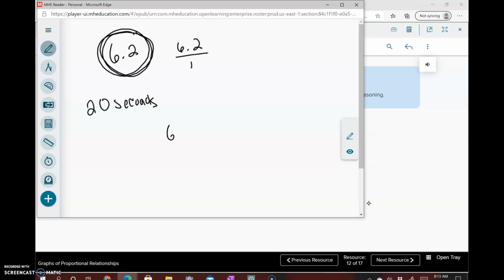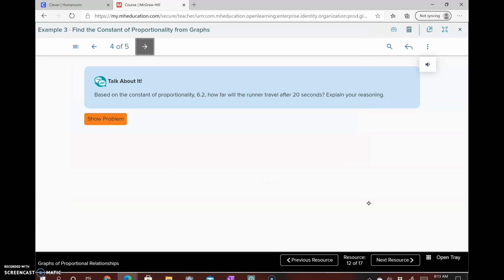So if I set this up and do 6.2 times 20, when I multiply, remember that 0, everything's 0, so I can just bring it down. 2 times 2 is 4. 2 times 6 is 12. I have 1 decimal point, so he's going to go 124 meters in 20 seconds. How did I figure that out? My reasoning is that if he can run 6.2 meters per 1 second, I multiply that number of meters by 20 to get my answer.